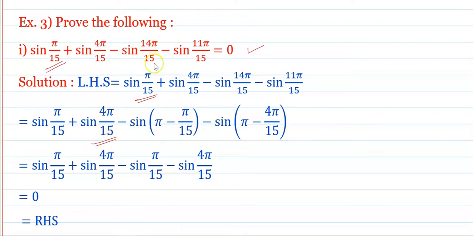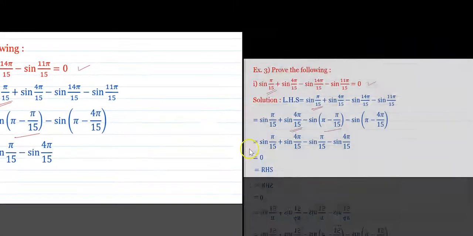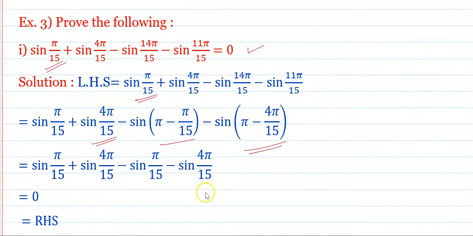Now see this here. Sin(14π/15) can be written as π − π/15. This is the first one. Next, sin(11π/15) can be written as π − 4π/15. Now see this here: sin(π/15), sin(4π/15). As sin(π − θ), the function remains as it is. It is in the second quadrant. In the second quadrant, sine is positive, and therefore it is −sin(π/15).